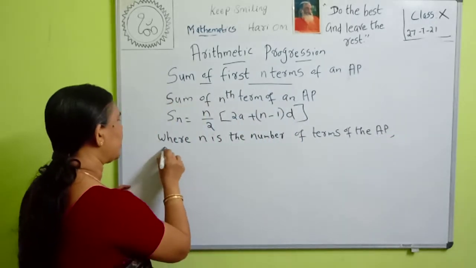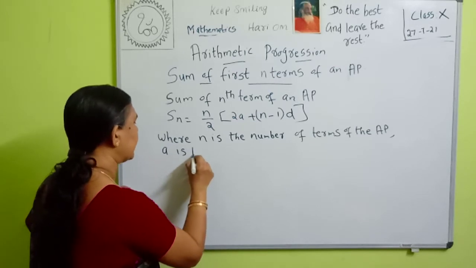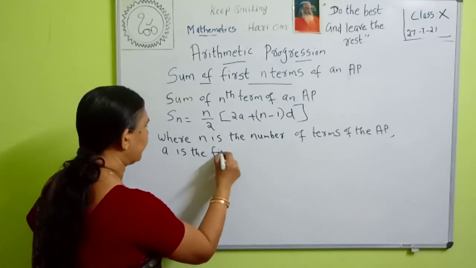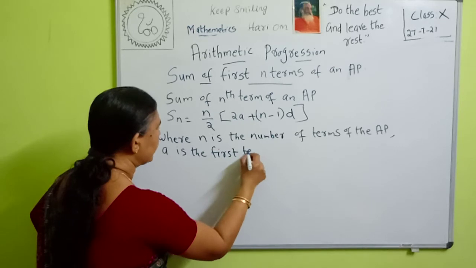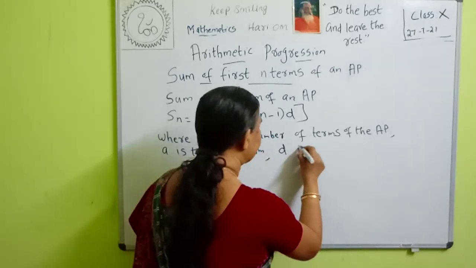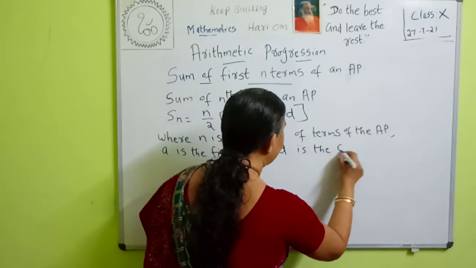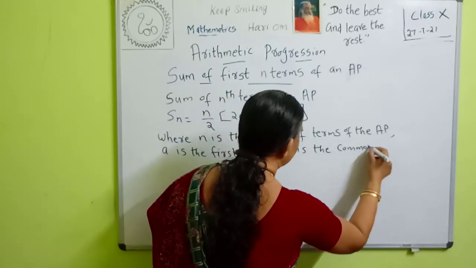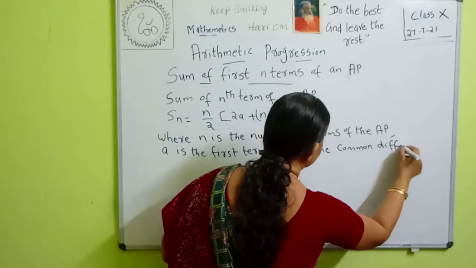A is the first term and d is the common difference.